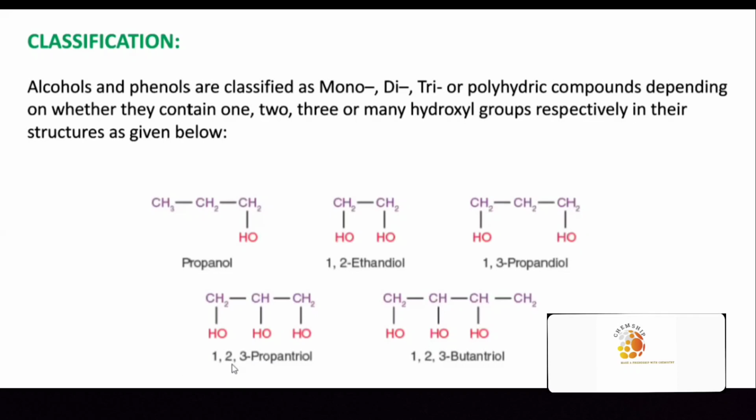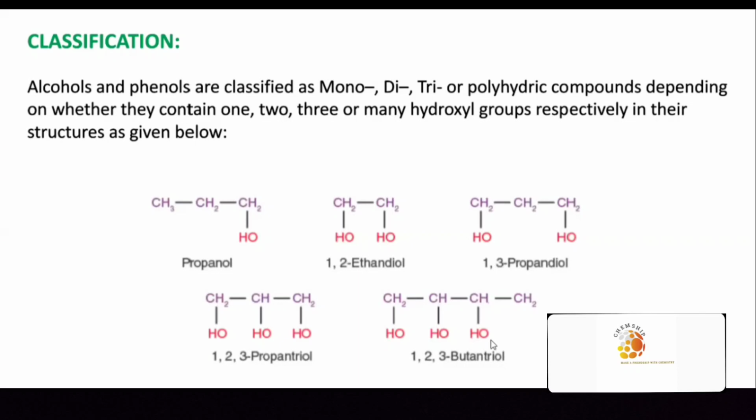Next compound is 1,2,3-propanetriol. In this compound, three OH groups are there, so it will come under trihydric alcohol. In the next compound also, three OH groups are there, so it will come under trihydric alcohols only. Here, I didn't provide an example of a polyhydric compound. Can you tell me any example of a polyhydric compound that we use daily in our food? That is glucose and fructose. In glucose and fructose, many OH groups are there. That is an excellent example of polyhydric alcohol. Okay, classification based on the number of OH groups is over.